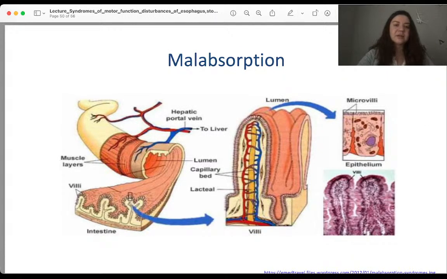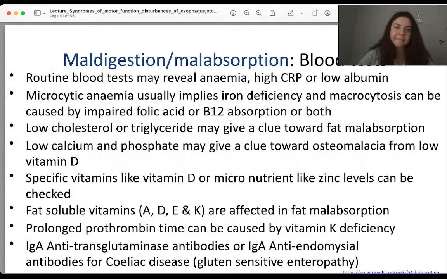Here you see a scheme of malabsorption. When there are problems with the intestine epithelium, for example, due to inflammation, it leads to abnormal absorption of nutrients from the GI tract to the capillaries and to the blood, and abnormal function of microvilli in the epithelium.